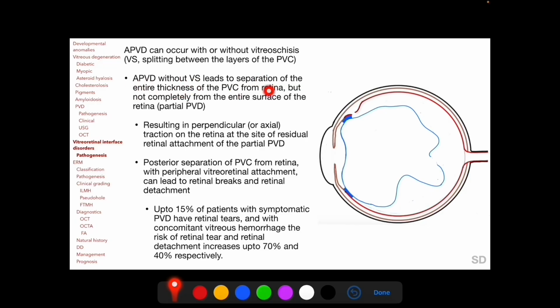cortex from the retina, but the posterior vitreous cortex is not separated from the entire surface area of the retina, leading to a partial posterior vitreous detachment, resulting in perpendicular or axial traction on the retina at the site of residual retinal attachment of the partial posterior vitreous detachment. Such an APVD with separation of posterior vitreous cortex from the retina with peripheral vitreoretinal attachment can lead to retinal breaks and retinal detachment.